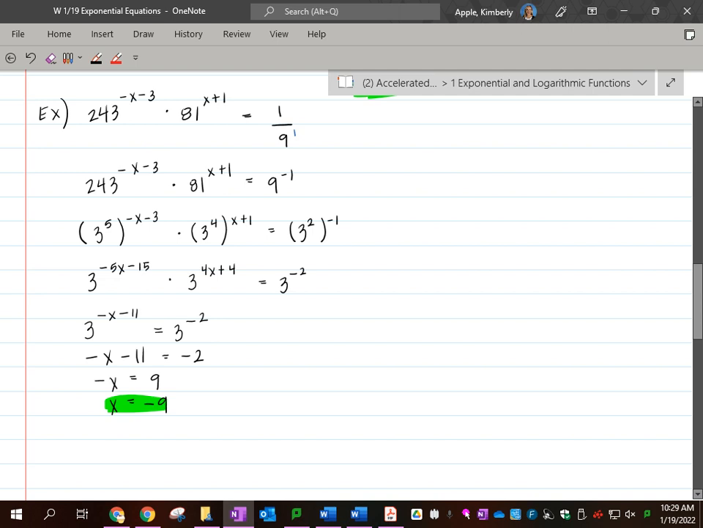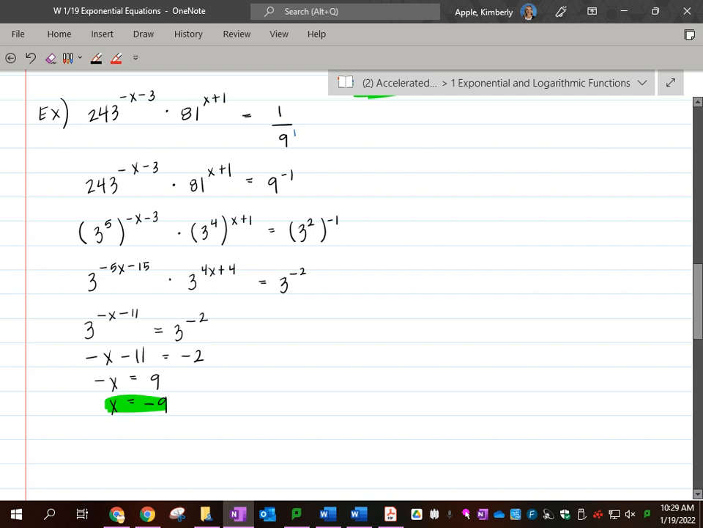Now I have this. Just like when there's a bunch of logs separated, I can't do those cool tricks. I can't do that here either, so I've got to deal with all this. I need them to be like bases, so I wrote each of these as a power of 3. Exponent rules say I multiply these two things together, so I distribute the 5, I distribute the 4, and I just multiply these two numbers together.